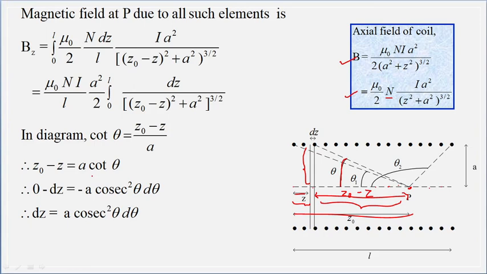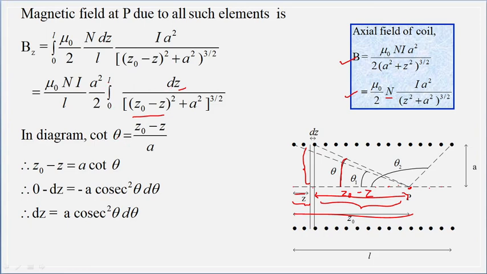What is dz we have found out, and what is z naught minus z we have also found out. Z naught minus z is a cot theta. So we have to substitute here z naught minus z as a cot theta. This we will substitute, and we will substitute this dz, a cosec square theta d theta, and then we will integrate it. Now besides this, we want to find out what is the limit. The limit will change now. This limit 0 to a was for z.